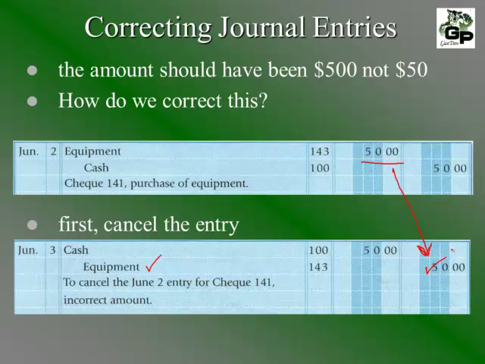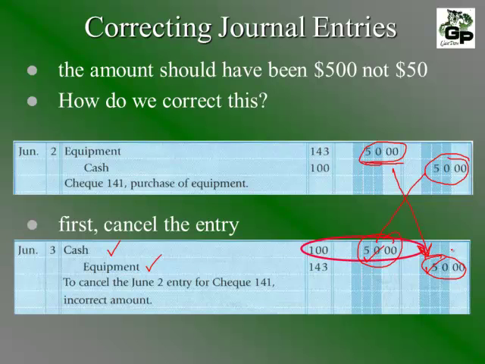We have to do the same for cash. Originally for cash we had a $50 credit. Now we have to do the opposite, which is a debit. So cash is a debit and the amount is $50. So this cash is canceled out by this cash, and this equipment is canceled out by this equipment. The description is very important because in here we say to cancel the June 2nd entry for check 141, it was the incorrect amount. That's the description that we put.